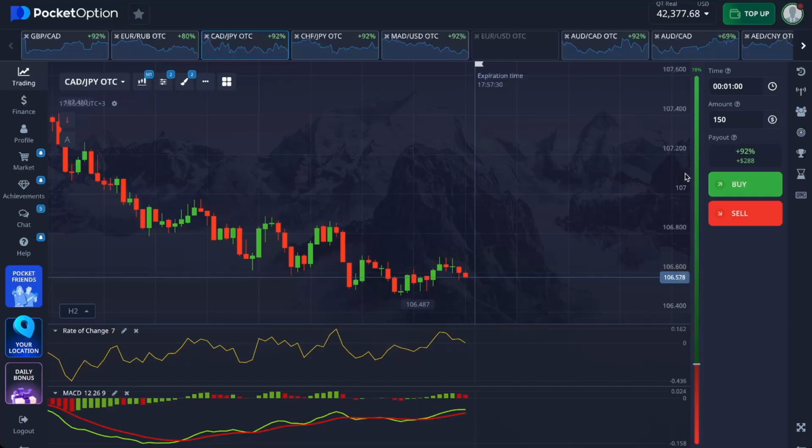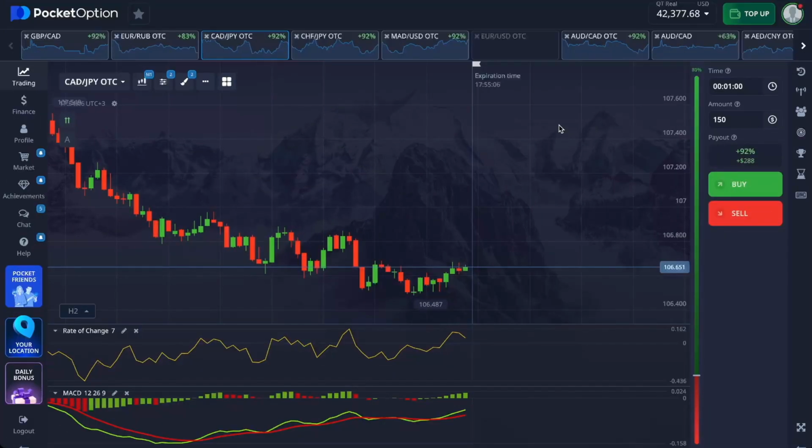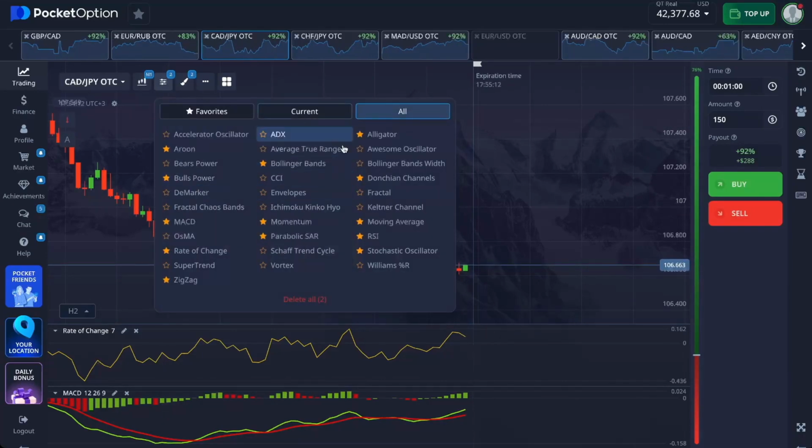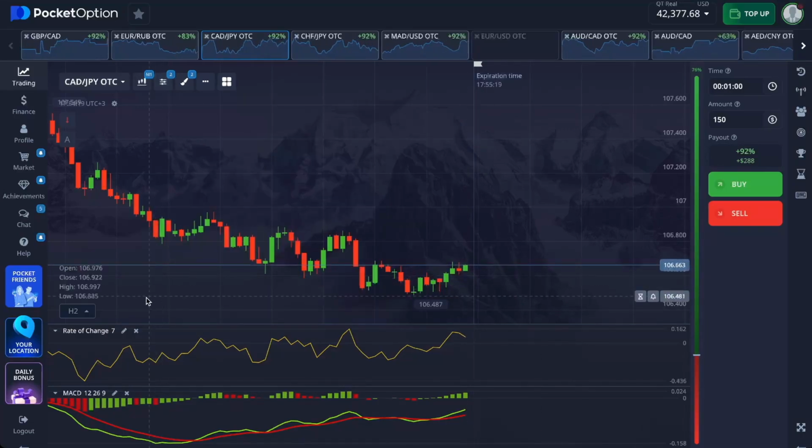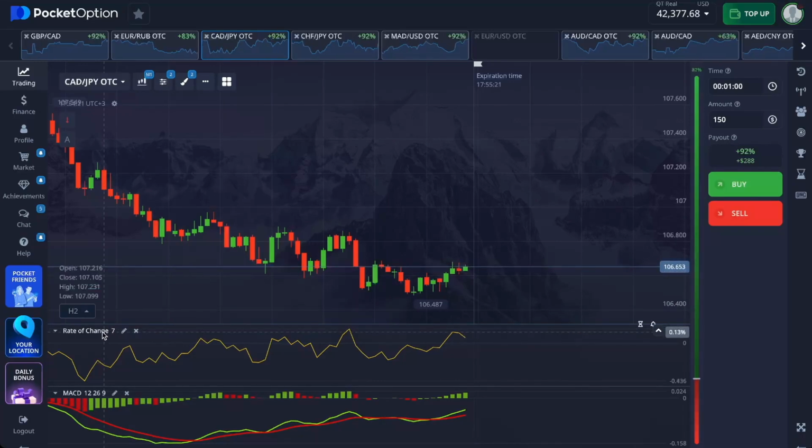Now let's move directly to the topic of this video. I'd like to take a look at two indicators. The first is the rate of change and the second is the MACD. How do you set them up? We go to the indicators section and select the appropriate indicator. MACD, here it is, and rate of change, here it is. Let's start from the top and work our way down. First up is the rate of change.